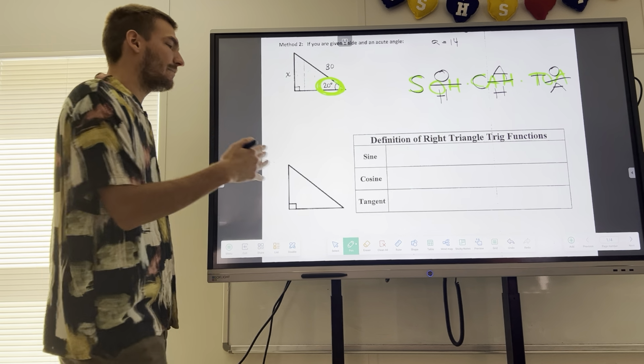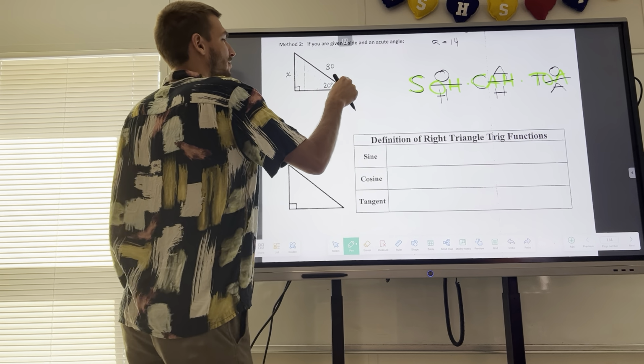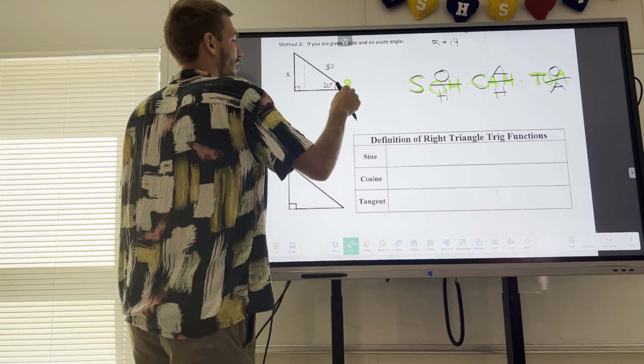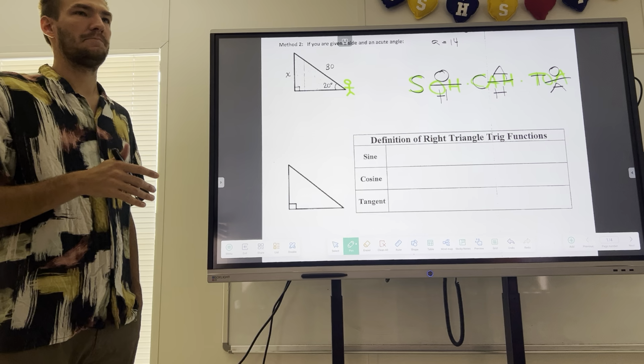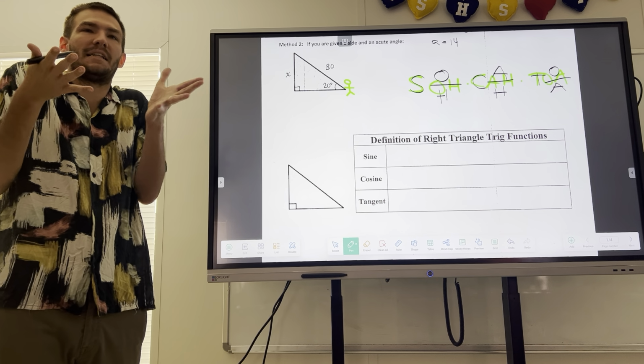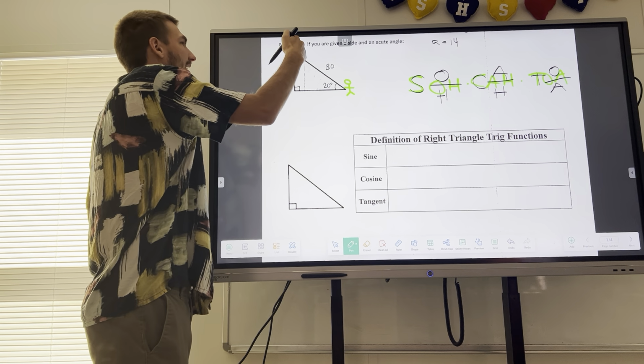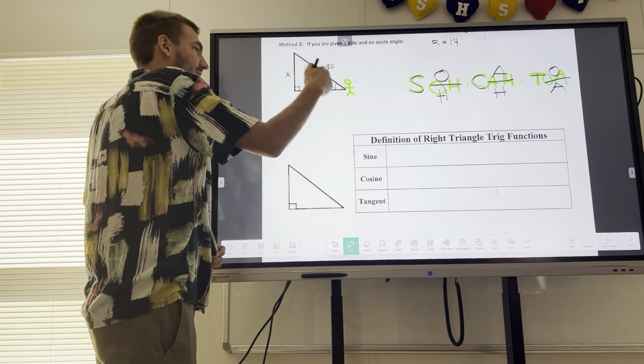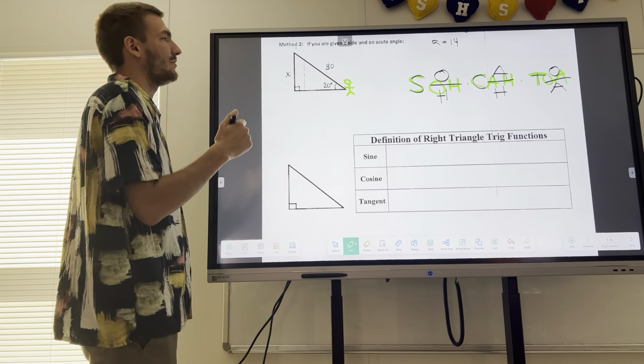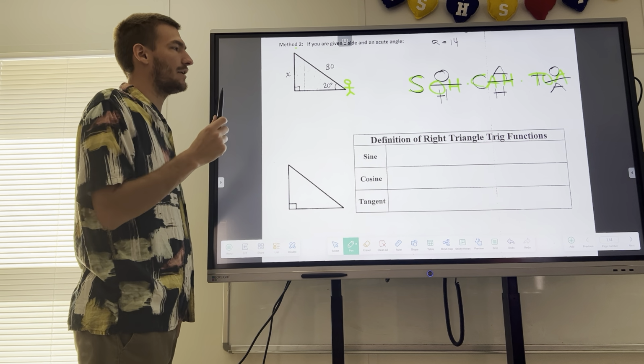And so you want to think about it like that is where you're standing. I really like to draw a little stick figure in there because that really helps me identify where I am. This is where I'm at. I'm not standing at the top. I'm not standing over here on the left. I'm standing right there. So let's label these as opposite, adjacent, hypotenuse.